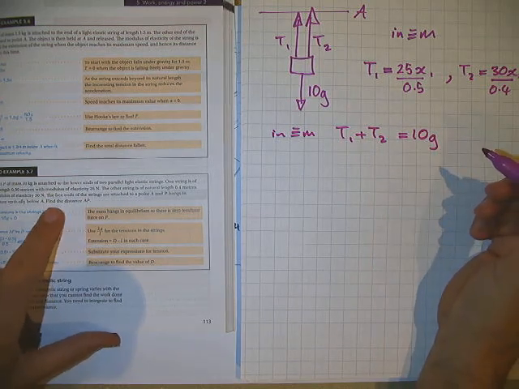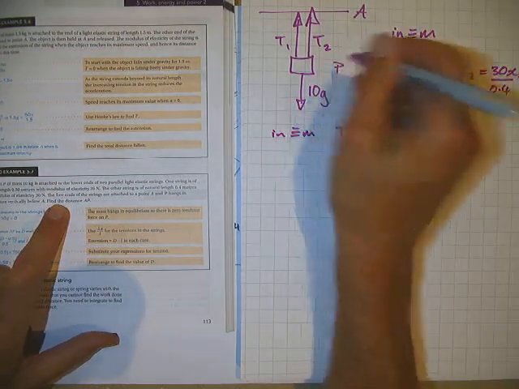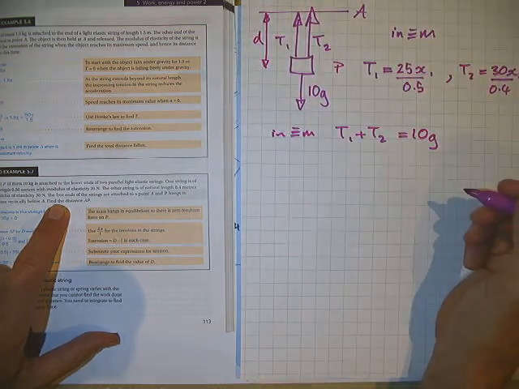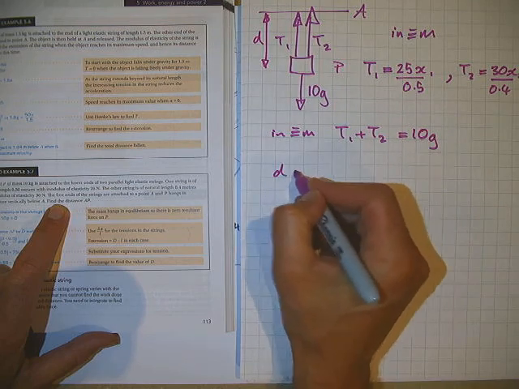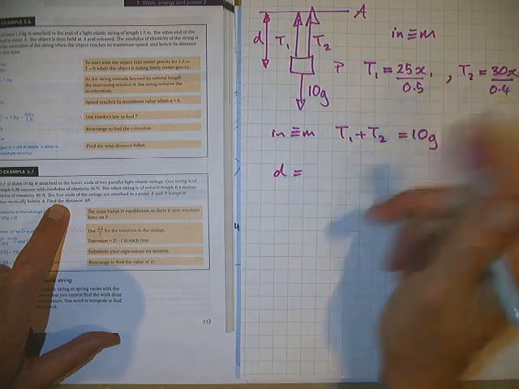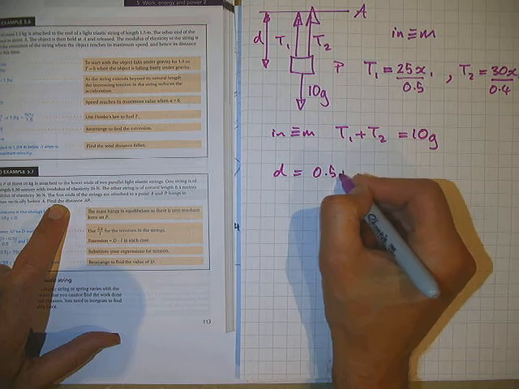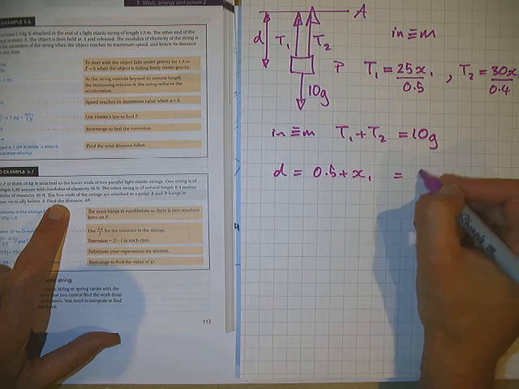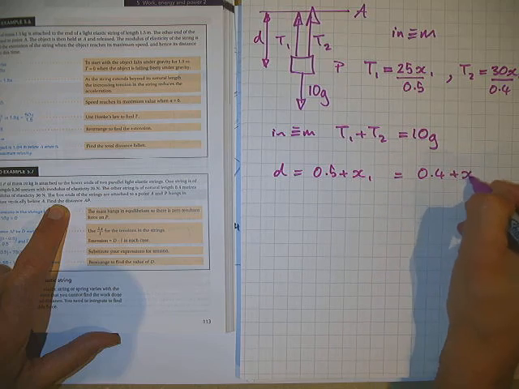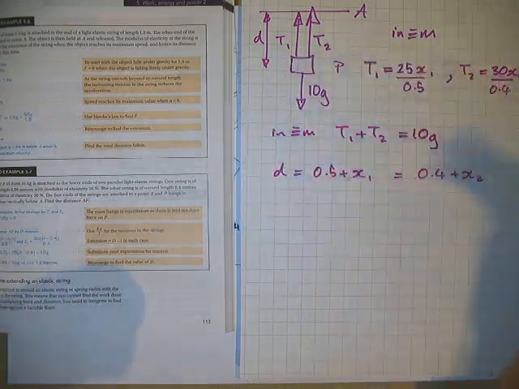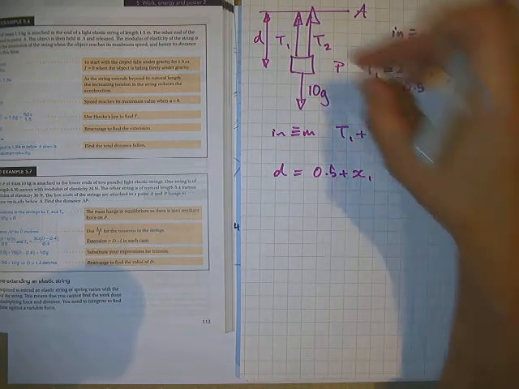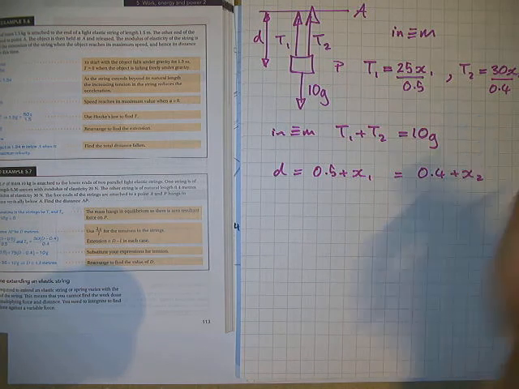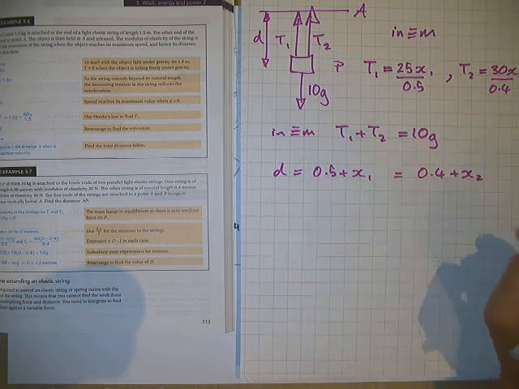Find the distance A to P. Find that distance, D. So D is going to be that length plus x1, and it's also going to be that length plus that extension. The two strings have different lengths and different stretchinesses. What we do know is if this hangs in equilibrium, they're stretched for the same length. So they've both got different extensions, okay?